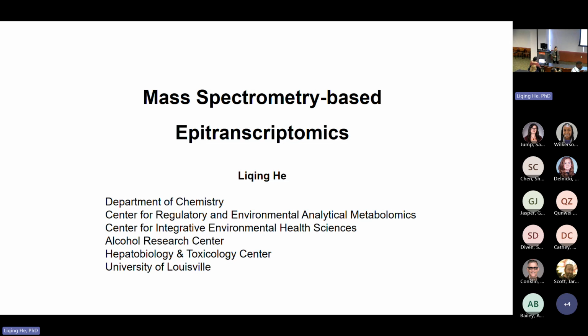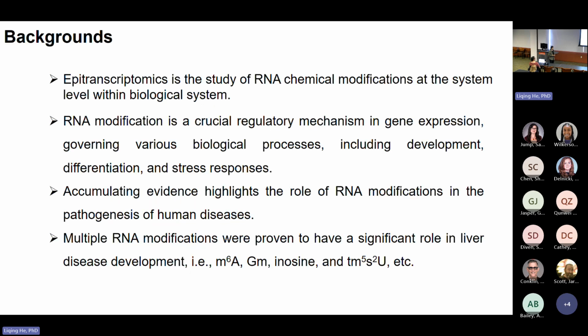So as introduced, our research focuses on method development on LC-MS, metabolomics, and epitranscriptomics. So today I will show our work on epitranscriptomics. So what is epitranscriptomics? It is a systematic study of RNA chemical modification in a biological system.